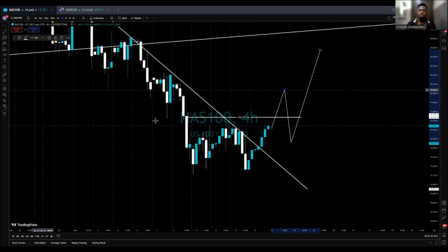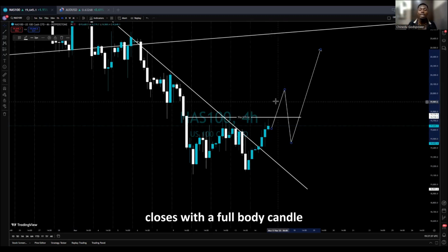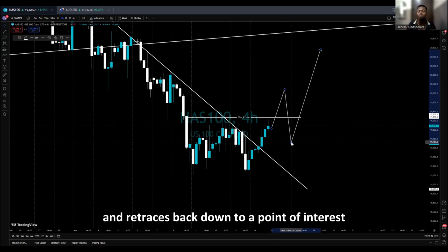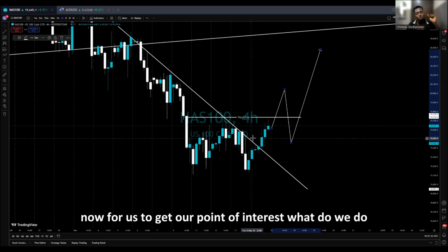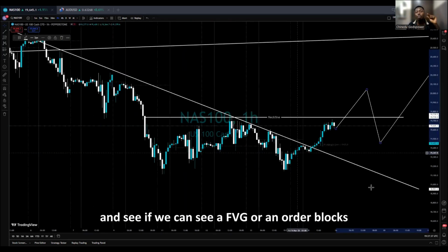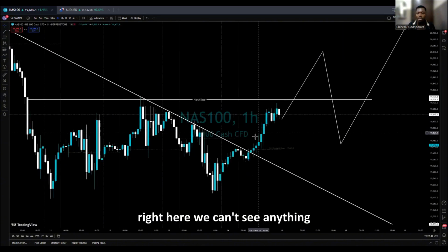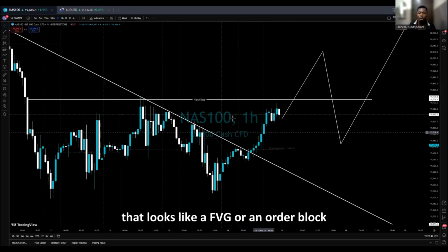What are we saying? If price comes up, closes with a full body candle and retraces back down to a point of interest. Now, for us to get our point of interest, what do we do? We need to go to a lower time frame and see if we can see a fair value gap or an order block situated below there. Right here, we can't see anything that looks like a fair value gap or an order block.